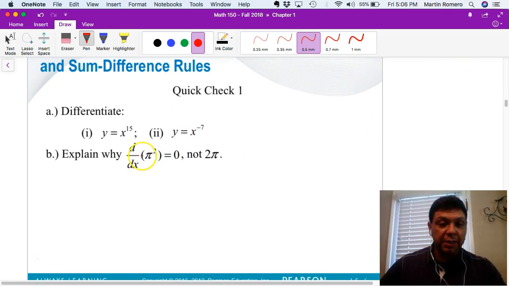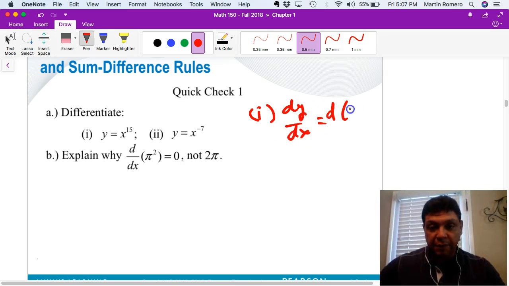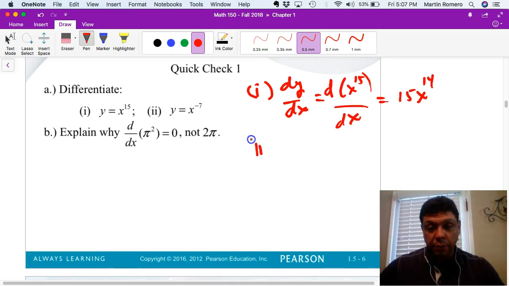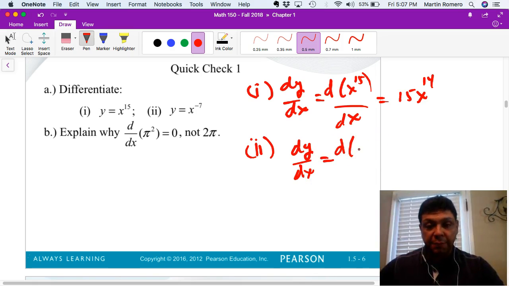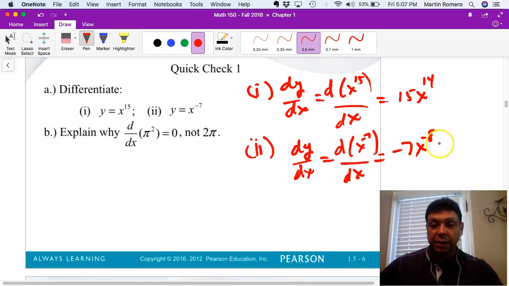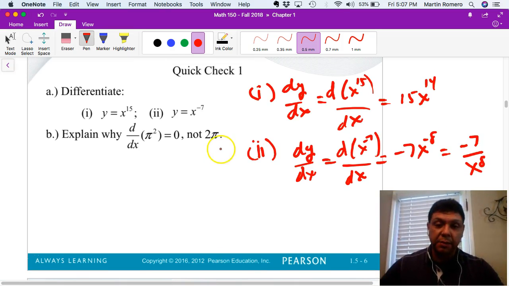We did this quick check in class already, or I think we left off. In number 1, dy dx is equal to the derivative of x to the 15 with respect to x, and in this case you get 15x to the 14. On number 2, you end up with the derivative of y with respect to x. We just have it in a different notation here, so that's why it's not f prime. It's negative 7x, and then subtract 1, so it's negative 8, and there's your answer. We could have also seen it as negative 7 over 8 x to the power of 8. So that was another way.